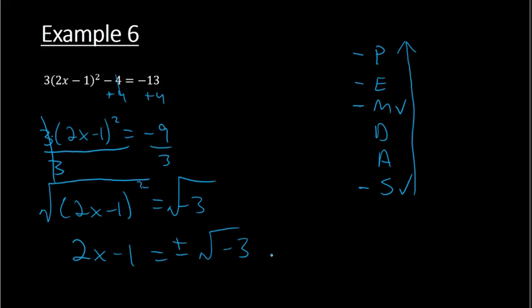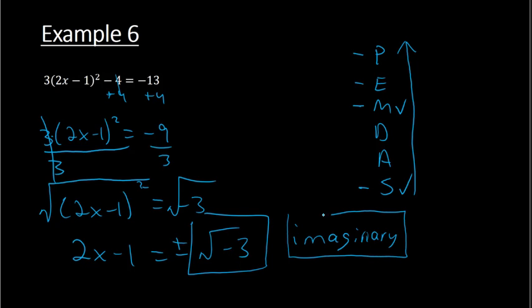Now before I go further, take a look at this radical, the square root of negative 3. Now the square root of a negative number, this is going to be not real, or imaginary. Alright, so therefore, this will not work out, and we say our answer is imaginary. So in your future studies of math, you will talk more about imaginary numbers, but for now, we're just going to leave it like this, as an imaginary answer.